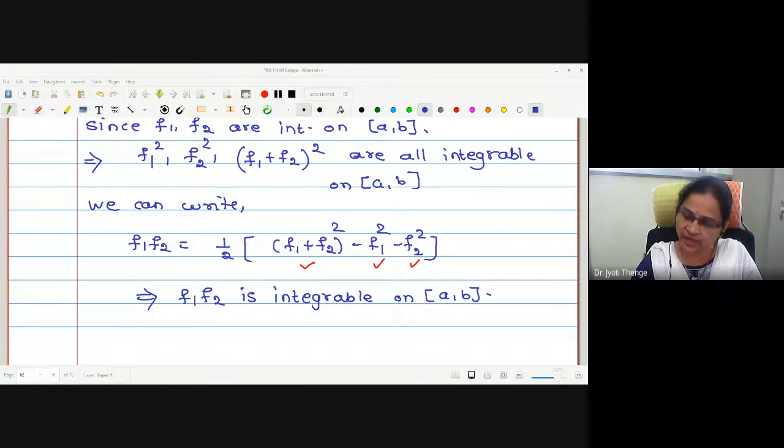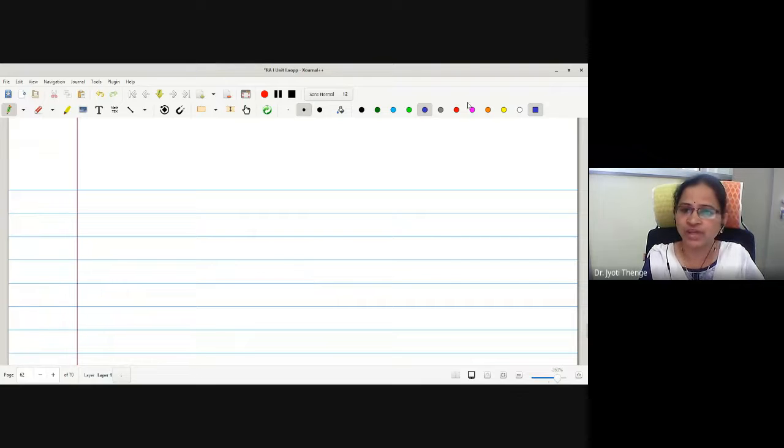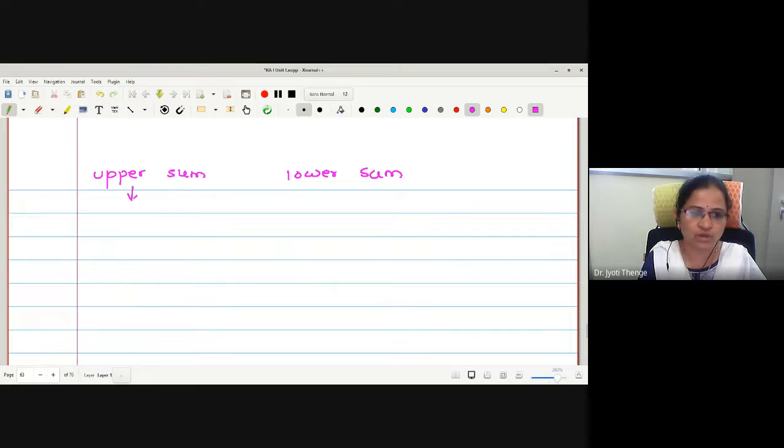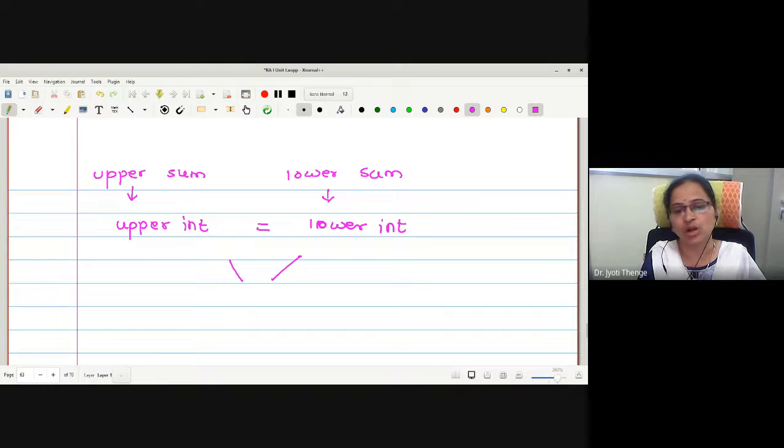Now we are moving ahead towards the next part of the syllabus, a different kind of sum called Riemann sum. Up to now, what we have seen regarding integrability is by using two sums, upper sum and lower sum. Then this upper sum is converted to upper integral, lower sum is converted to lower integral. Later, if these two integrals are equal, we were saying that the function is integrable.